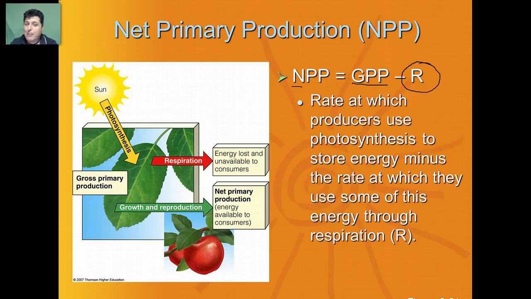Once again, if we think of our paycheck as an example, after Uncle Sam takes their cut, what we actually take home is going to be our net pay. So net primary productivity is the energy that's left over for the consumers after the producers take their cut.